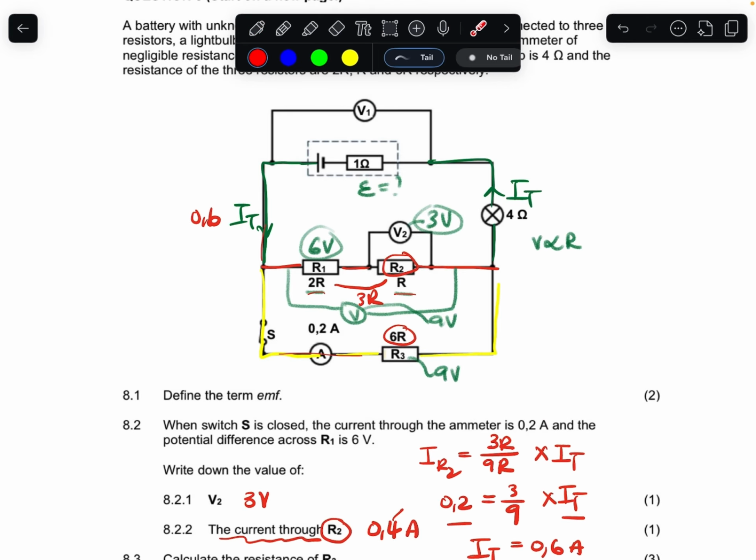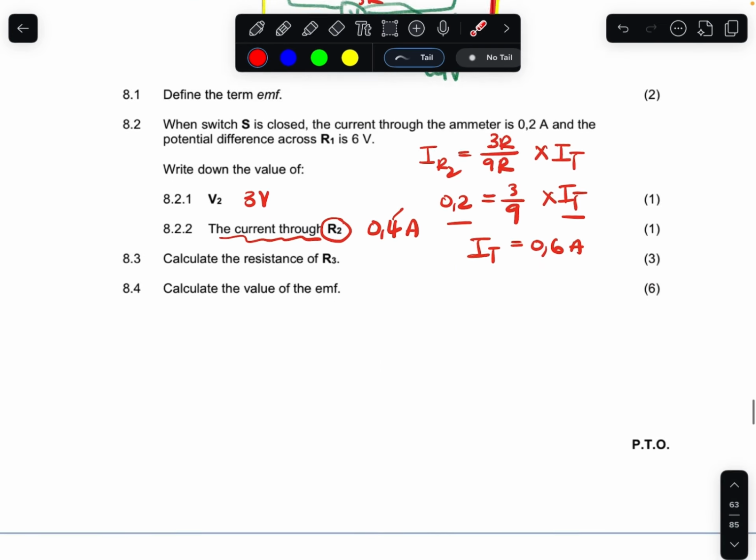And then there's a split. If from 0.6, 0.2 goes this way, that means this one is 0.4. Remember, I told you that the current that passes here is 0.2. So the current that passes here is double this one. So it's 0.4 and 0.2 that makes 0.6. So that's how I prove it.